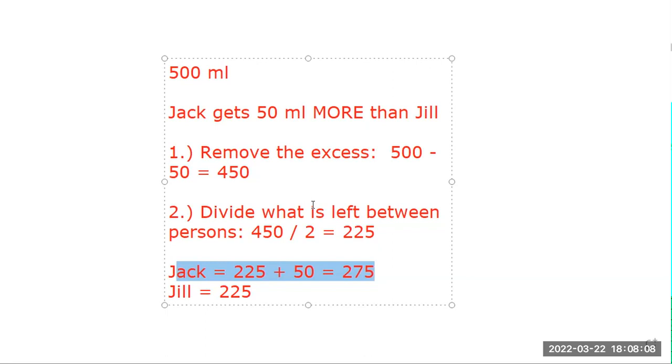So the steps involved in this process, for unequal sharing: 1, you remove the excess, in this case, the 50 more that Jack would have gotten. You'll get an answer. Step 2, you divide that answer between the persons, or however many persons are left. So in this case, there's 2 persons, Jack and Jill. We divide that, we get 225. You'd share the 225 between the 2 persons, but remember, we need to add the 50 back to Jack.